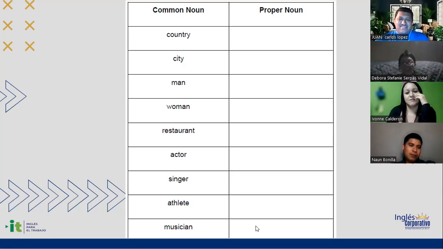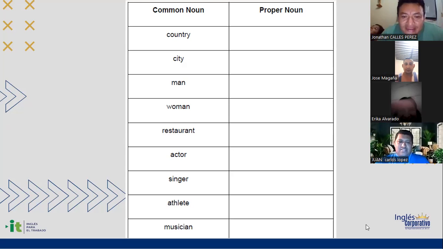Okay. And a musician. Let me see, a musician. Erika, a musician. I will give you one example, right? Ricardo Arjona is a musician. Other example, Erika? Beethoven. Beethoven, yes. Beethoven was a musician.